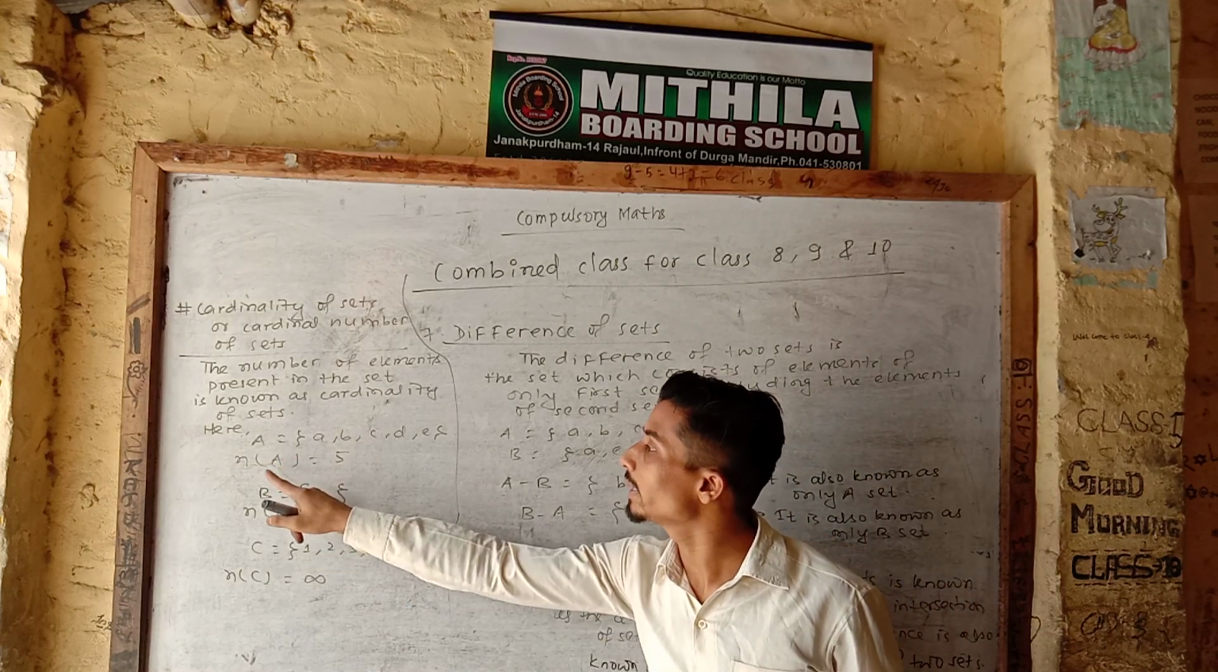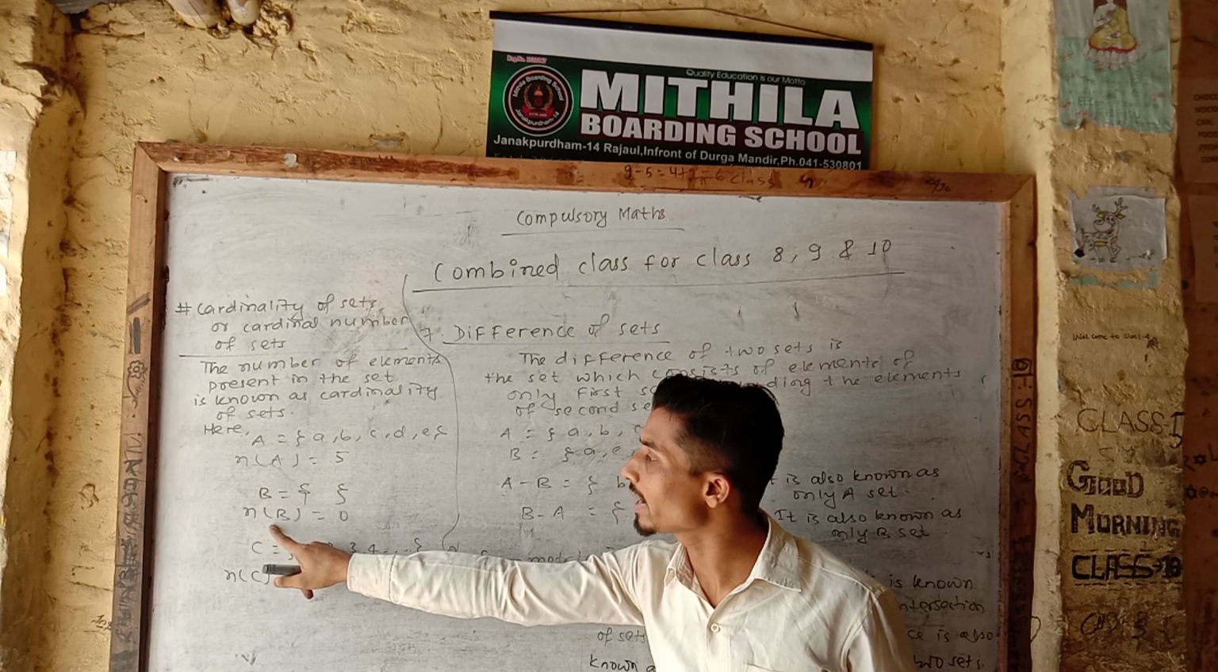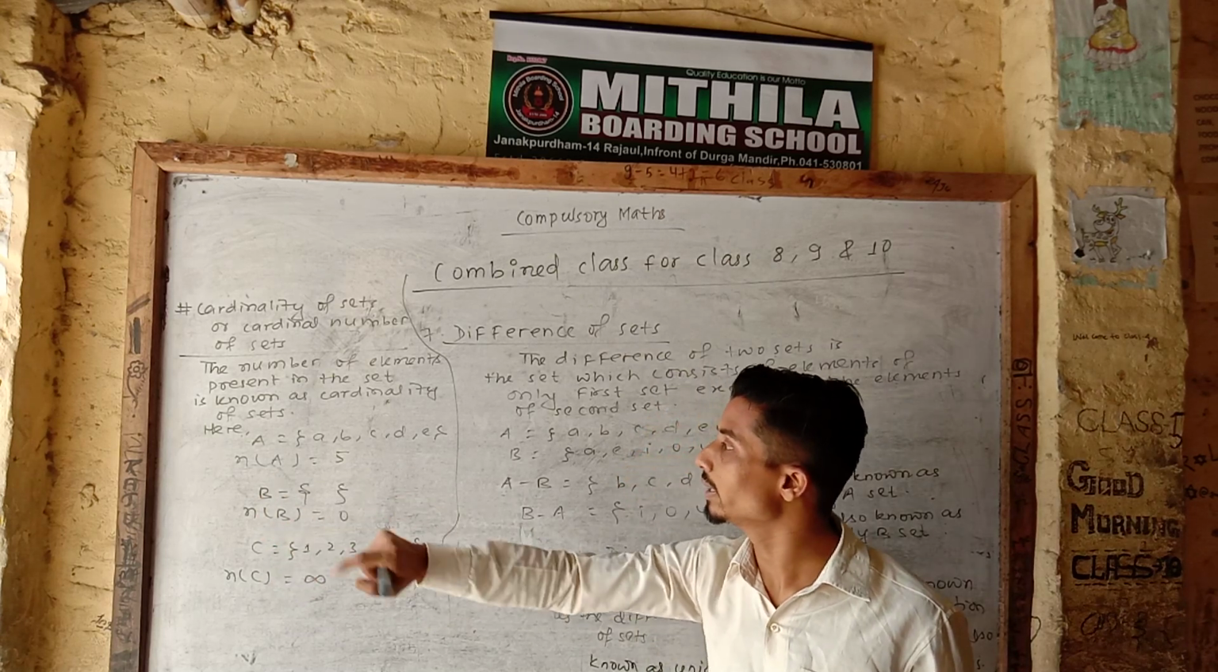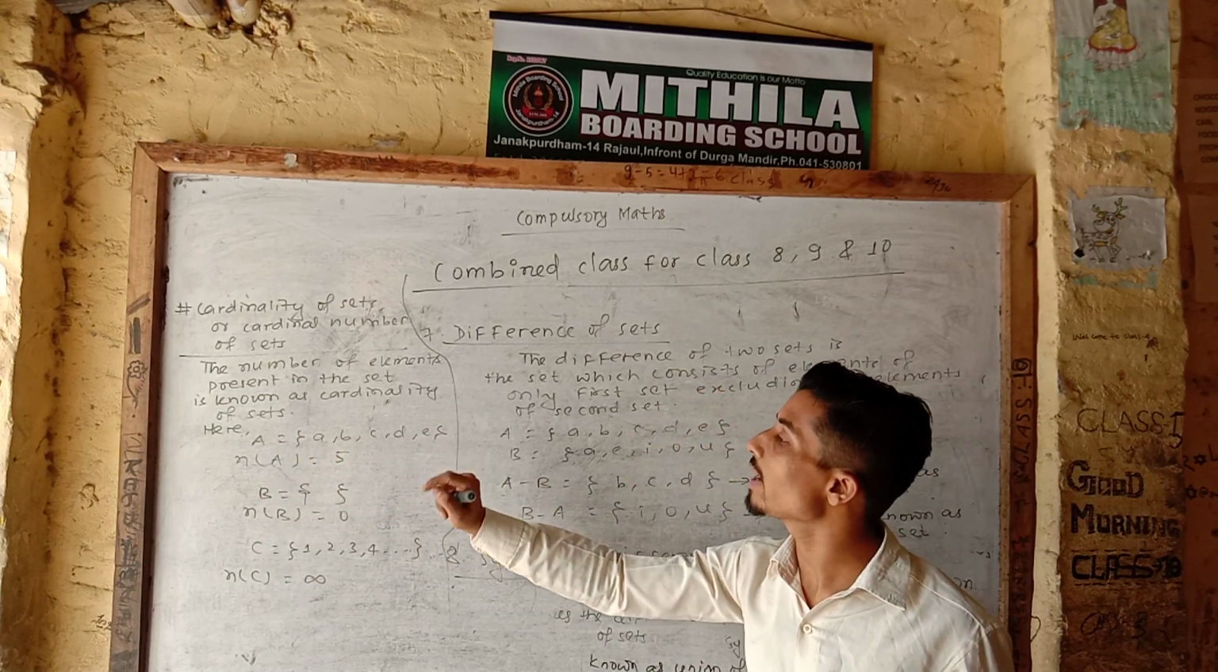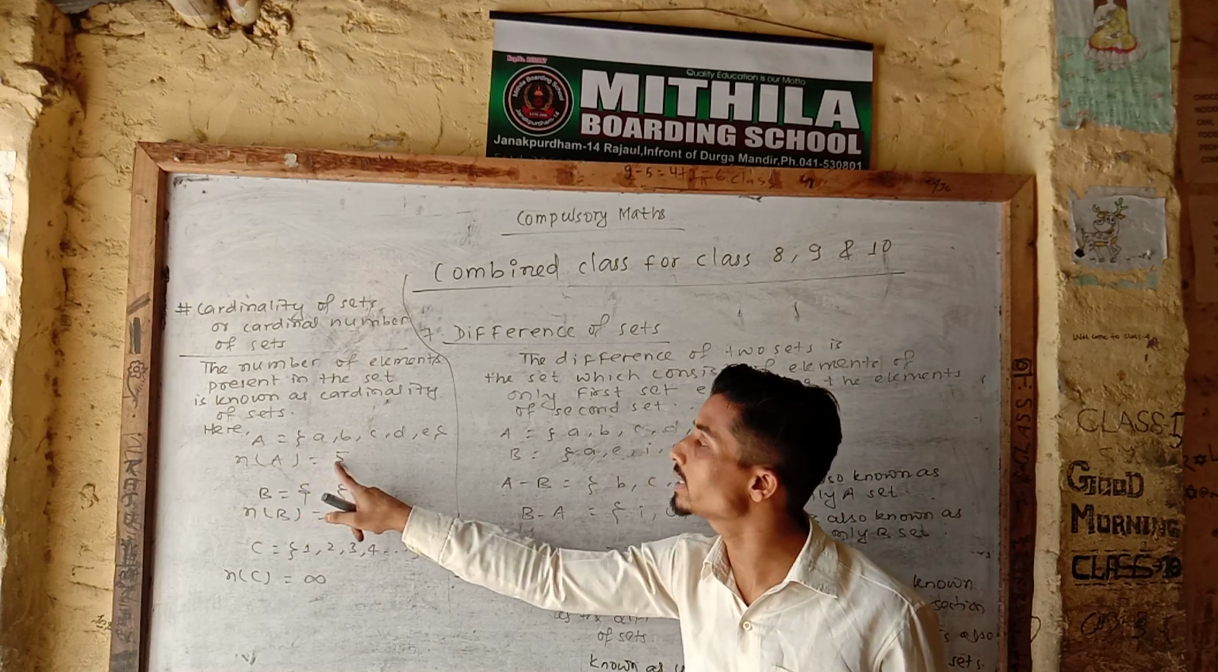N bracket set A means the cardinal number of set A. N bracket B means the cardinal number of set B. Here in set A, B, C, D, E, there are 5 elements. That's why the cardinality of set A is 5.